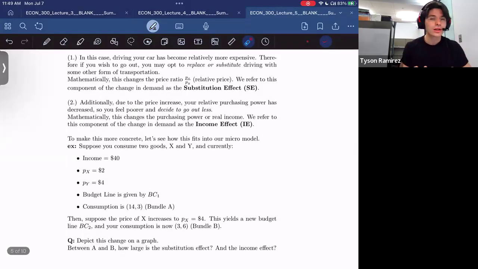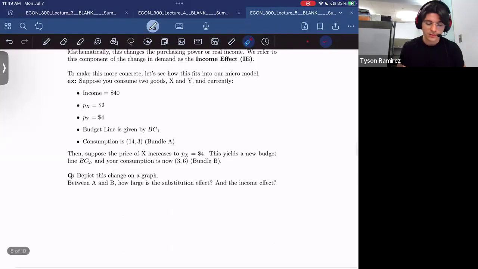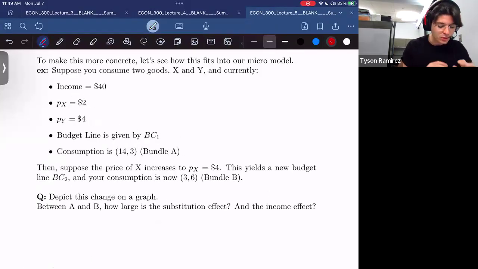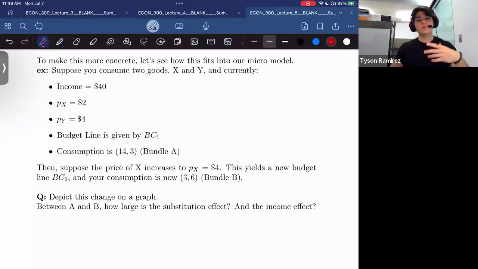So let's color in these things a little bit. I've given you the intuition, but what does this look like mathematically? What does this look like graphically? Let's consider the following example. Instead of beer and tacos, we're going to just work with X and Y. Suppose you have $40 to spend on good X and good Y, and the price of good X is currently $2, whereas the price of good Y is currently $4.